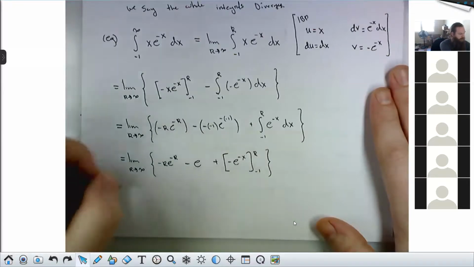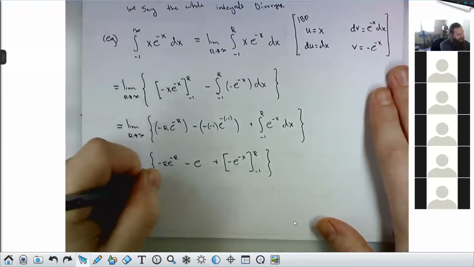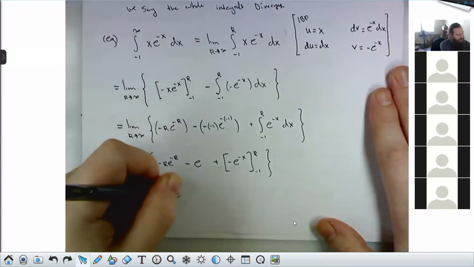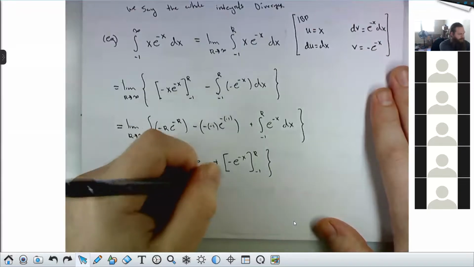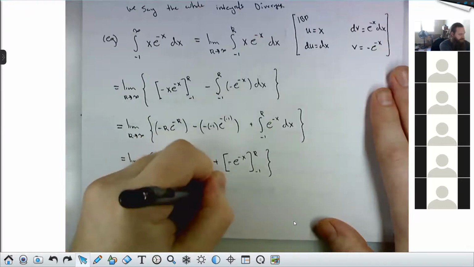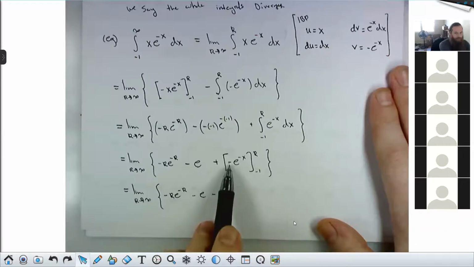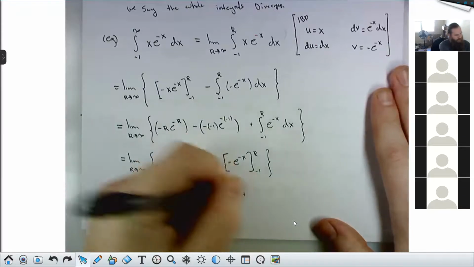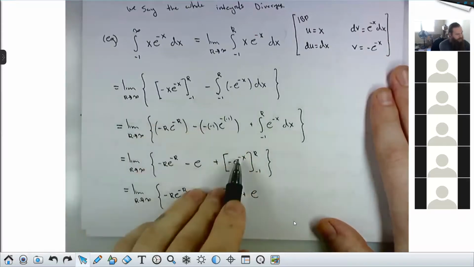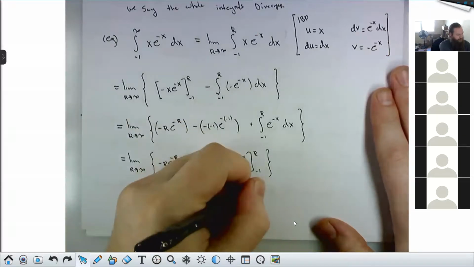Finally, evaluating this piece between bounds, I get the limit as r goes to infinity of -r e to the -r minus e. When I plug in r here, I'll get -e to the -r, and then I'll subtract off what I get when I plug in -1. Now that minus from the evaluation and the minus from this will make a plus. And I'll have plus e to the -1, which is e to the 1. That's just e.